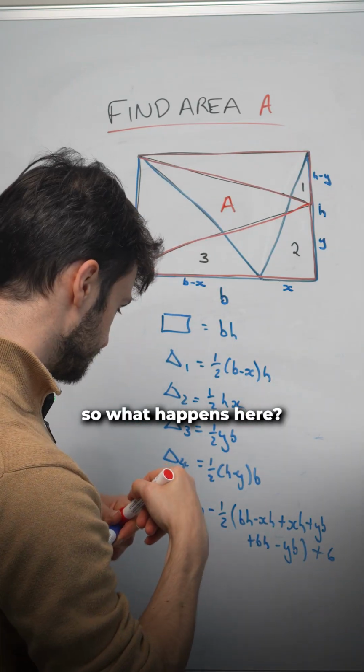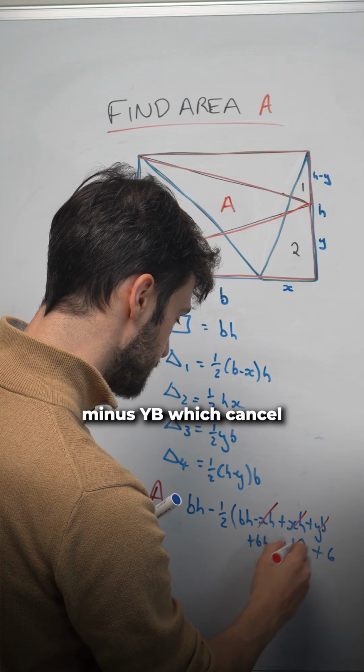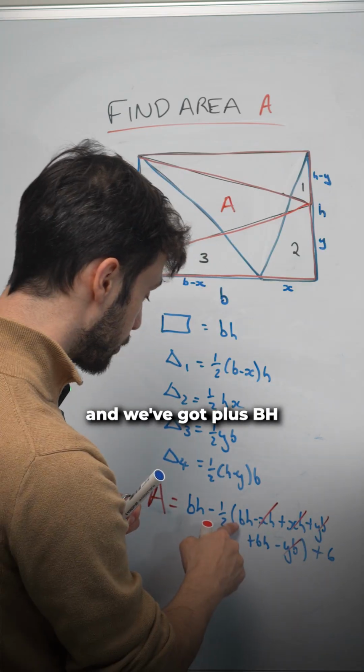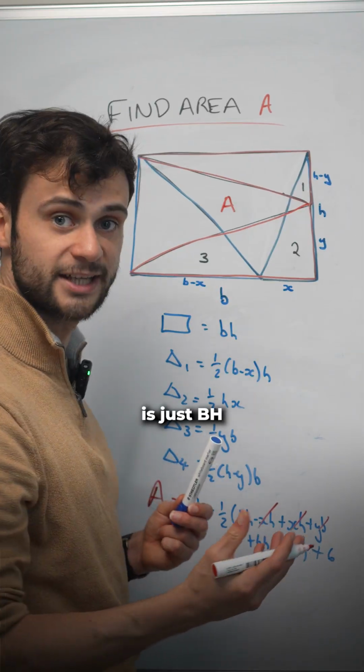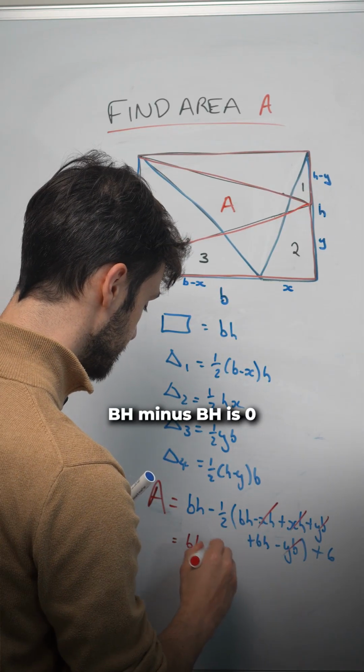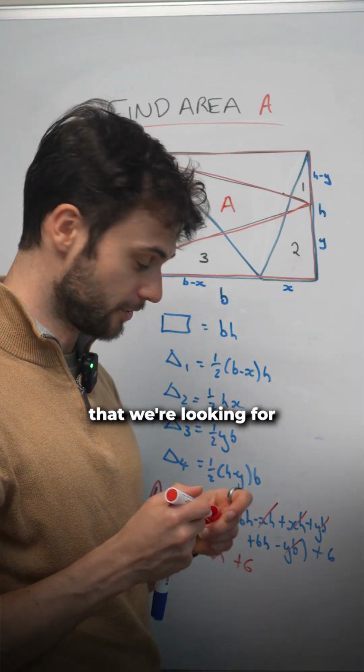So what happens here? We've got minus XH plus XH, which cancel. We've got plus YB minus YB, which cancel. And then we've got plus BH. We've got 2 BH here, times a half is just BH. BH minus BH is 0. And we're just left with plus 6. So the area A that we're looking for is just equal to 6.